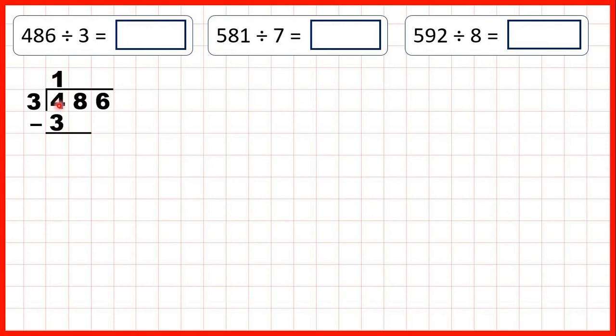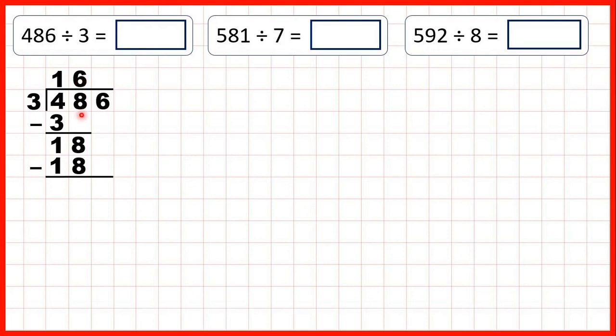Above the 4 because that's the digit that we were dividing. Now we need to subtract and bring down. 4 minus 3 is 1, and we can bring down the 8, so we have 18 divided by 3. Well, 18 is in the 3 times table, and because 18 is 6 times 3, we write 6 in our answer line.